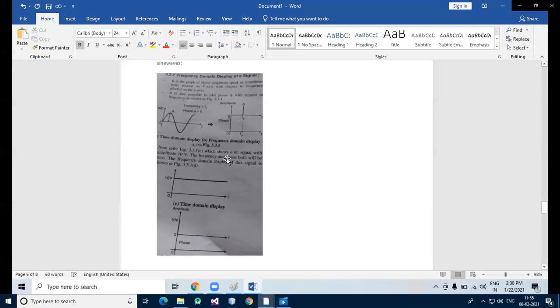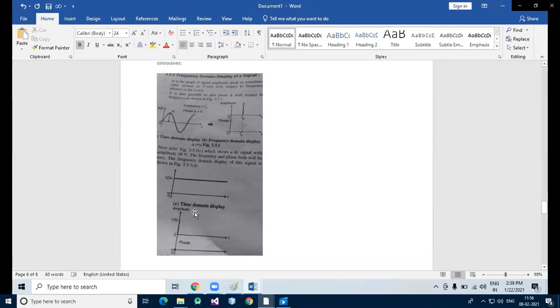Okay, so here time domain display, frequency domain display. In this diagram we show a DC direct current signal with amplitude 10 volts. The frequency and phase both will be 0. The frequency domain display of the signal is shown like this. Frequency domain, 10 volts, displayed like this, and time domain like this.